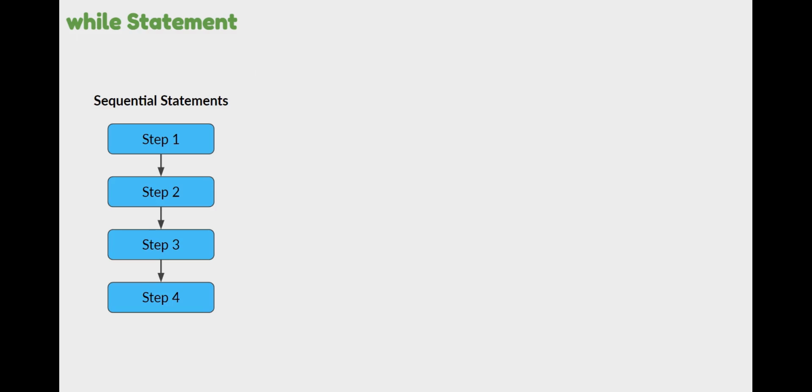When we first learned to code, we learned how to do sequential statements. We did one line of code after another. Our code executed from the first line all the way down, continuing line by line until it got to the end.